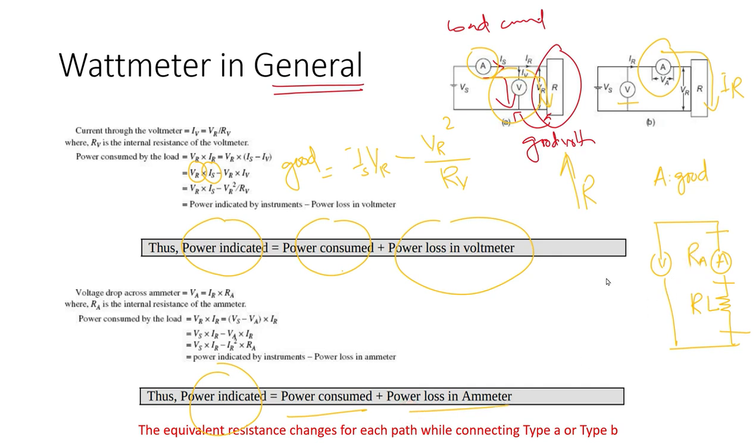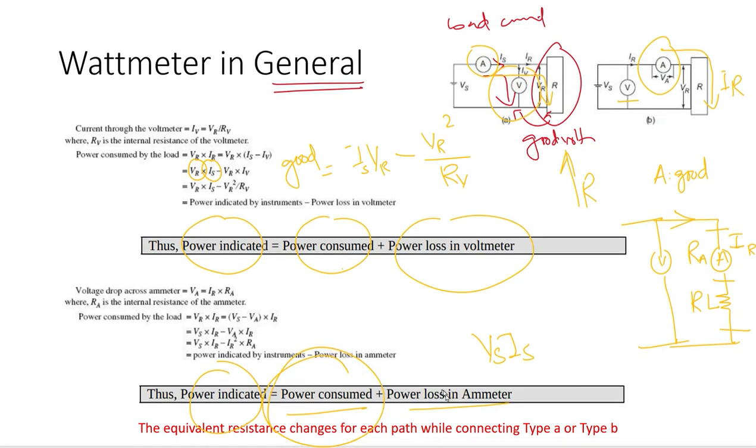So the power indicated is actually the power consumed by this load and the power consumed by this ammeter RA. What we can do is that we have already calculated the IR across this. If we calculate the total voltage across this circuit, that voltage would be Vs. The total current flowing through this ammeter is Is. So this gives us the total power indicated. Now we want the consumed power, so subtract the power that is lost inside the ammeter.